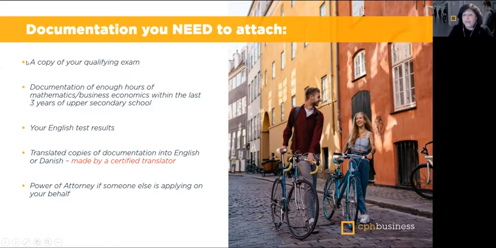We also need documentation for mathematics. We are going to expand this a little bit further during the presentation, but this can be done with a document that we are going to introduce you later. And then the English results. All the documents have to be translated to English by a certified translator. And if you wish that somebody else, a family member, somebody that you trust, can handle your case when you apply to us, then you need a power of attorney signed by you and giving the rights to this person.